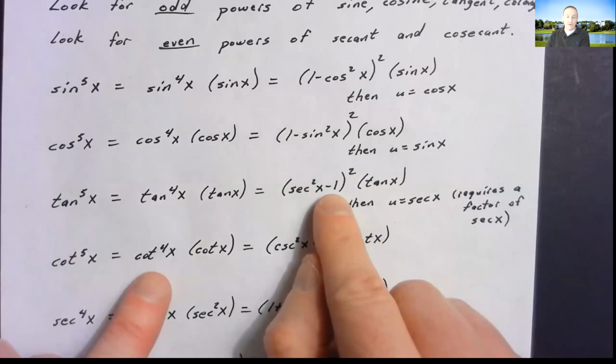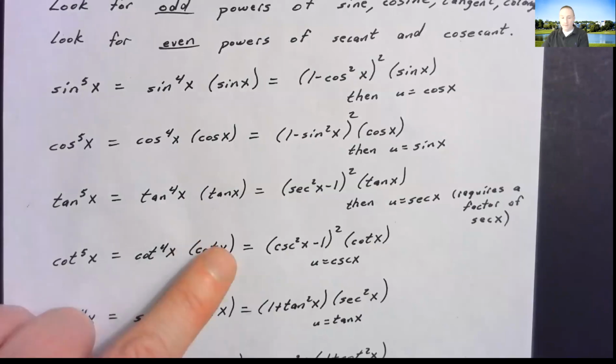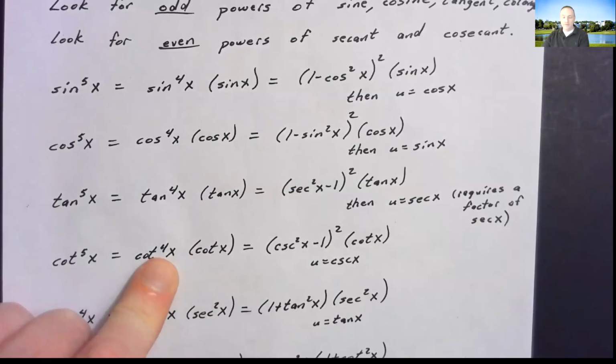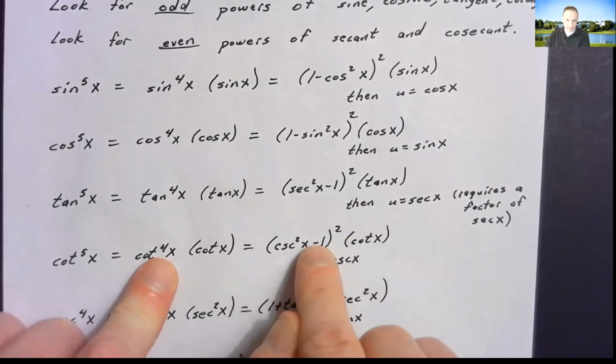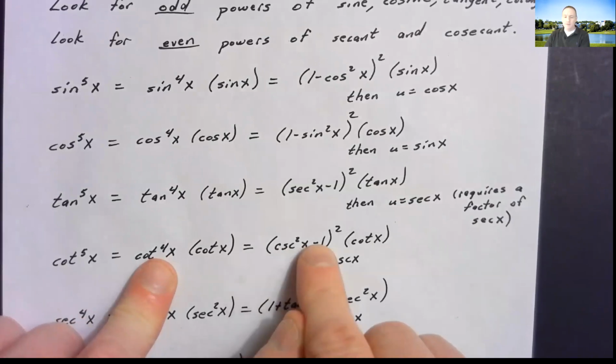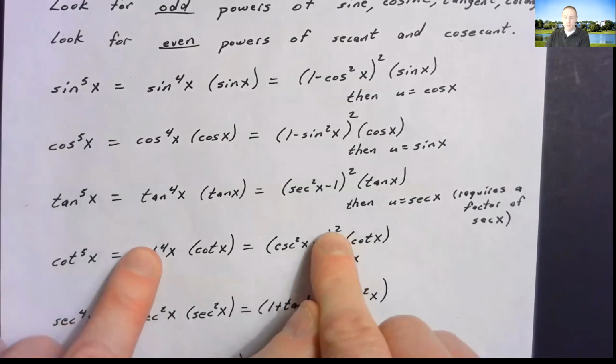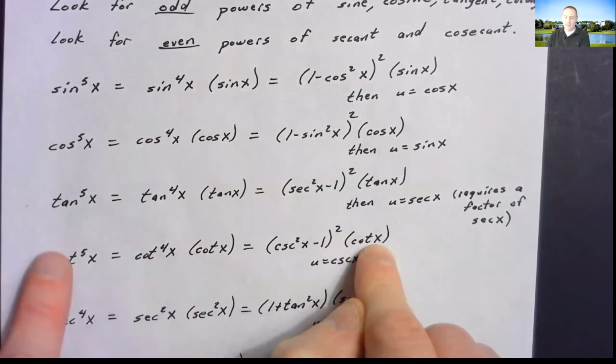For the next one, similarly with the cotangent, what if you have an odd power of cotangent? You'll break all but one power down into another trig function. In this case, we're using the Pythagorean identity that cotangent squared is equal to cosecant squared x minus 1. So this squared is going to give me cotangent to the fourth times the cotangent of x. That gives me back my original.